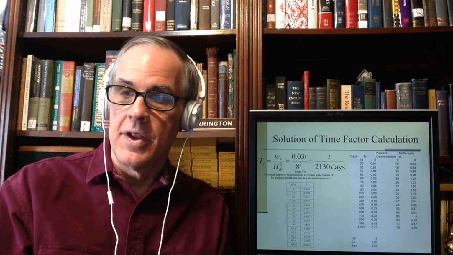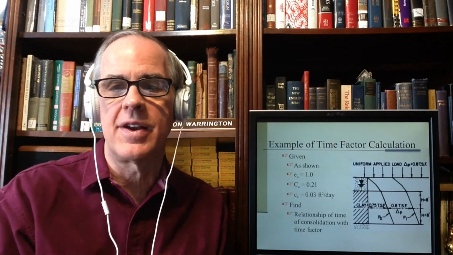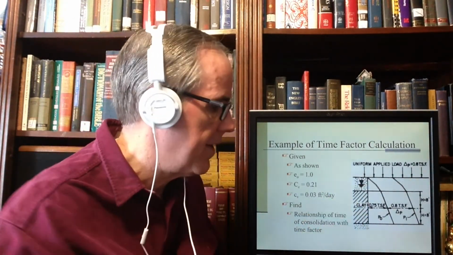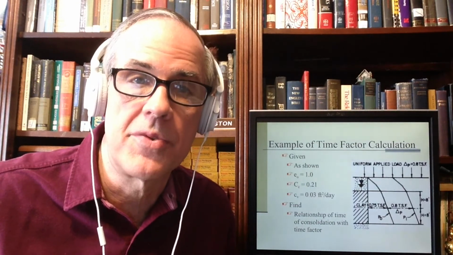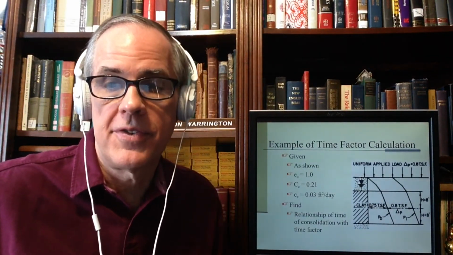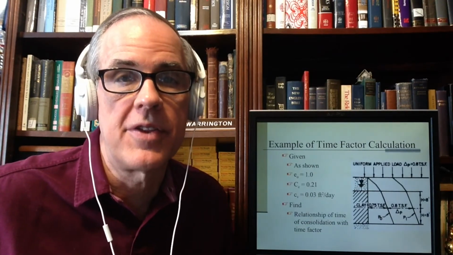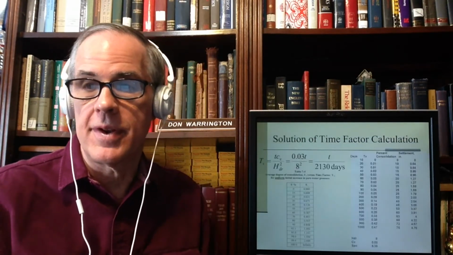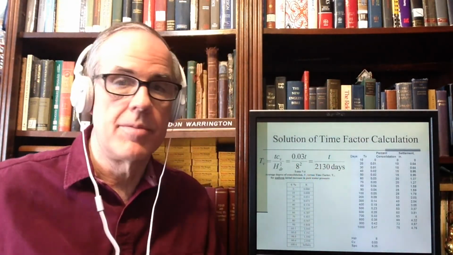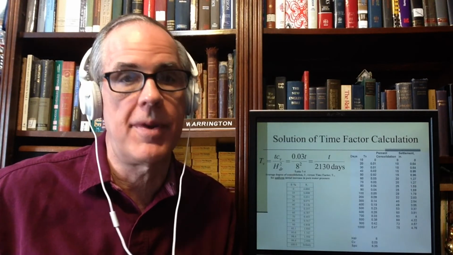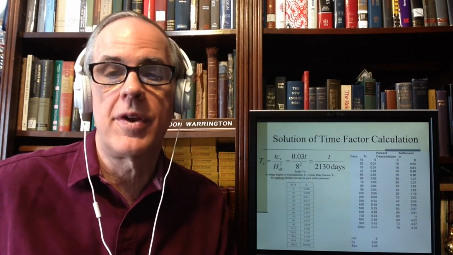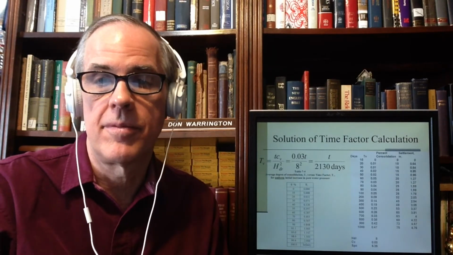So T sub V is equal to that, and we set it up, and we say that T sub V is equal to T over 2130 days. We simply substitute. Now notice carefully, this is sand and this is sand. Since it is sand, I have double drainage, which means that this is a 16-foot layer, but my drainage length is only 8 feet because of double drainage. So I put H sub DR equal to 8 and 0.03, making sure my units are consistent. You all should make sure units are consistent. T over 2130 days is equal to T sub V.